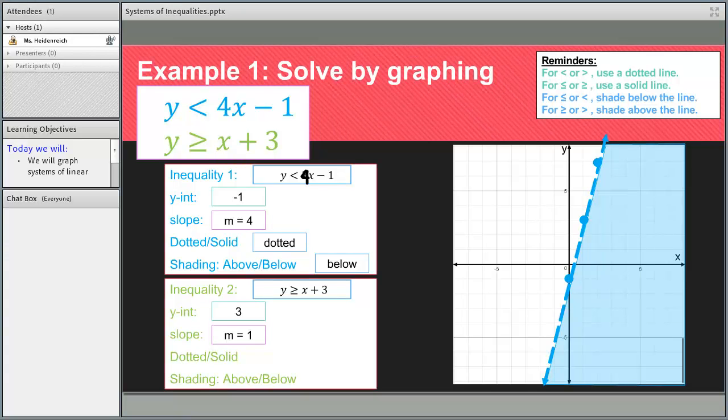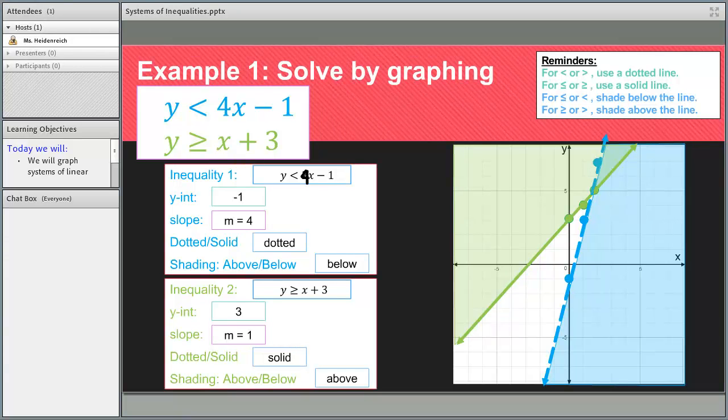And this one, take a look at that inequality symbol. It's a greater than or equal to, which means it's a solid line and the shading is going to be above because of the greater than. Okay, here we go. Y-intercept at 3, slope of 1. Draw in our solid line, and we're shading above.